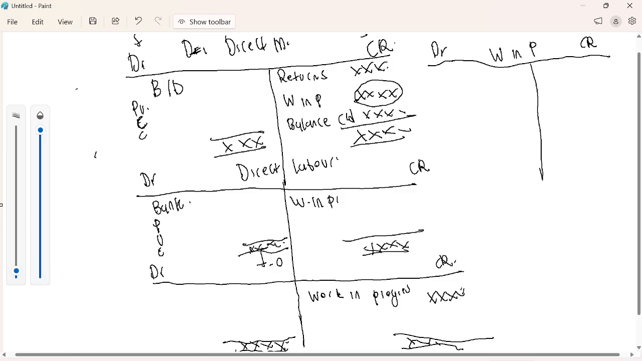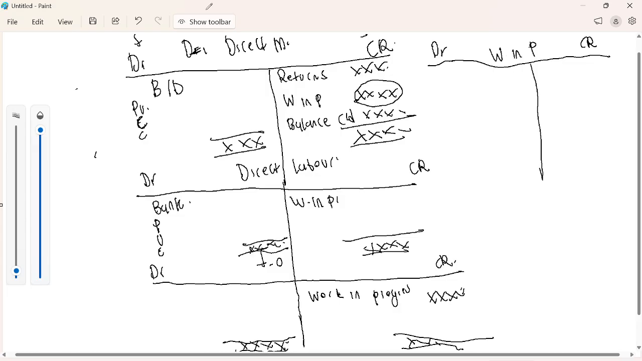So what are you going to do with your work in progress? Grade 12s, this is the most important one because you guys are not really covering this. You're going to need it in the calculation of finished goods. When you're calculating cost of sales, you're going to need this work in progress. You need to know how it works, right?